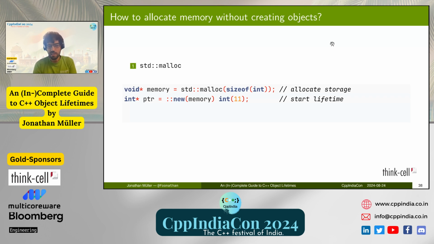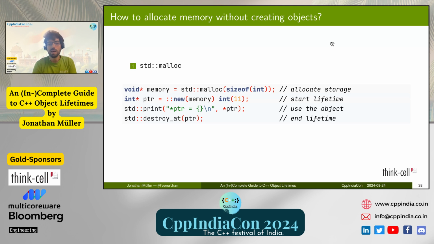So we allocate storage for an int using std::malloc, and then we can call placement new to start the lifetime of the int. We can then use our int as before, and then we end the lifetime by calling destroy_at. Again, you would normally just call the destructor manually, but the grammar doesn't allow that, so we call destroy_at. And then, important, we have to deallocate the storage, because we manually allocated it, by calling std::free.